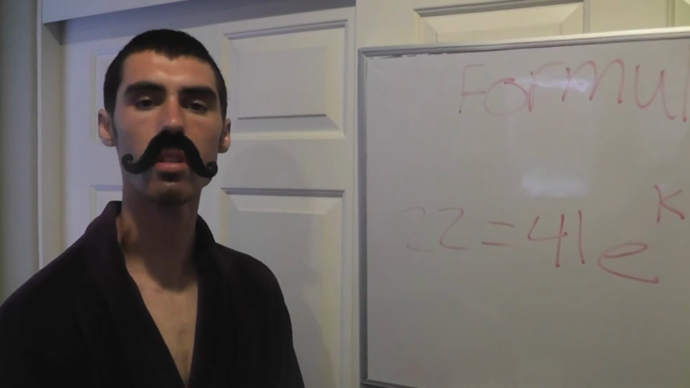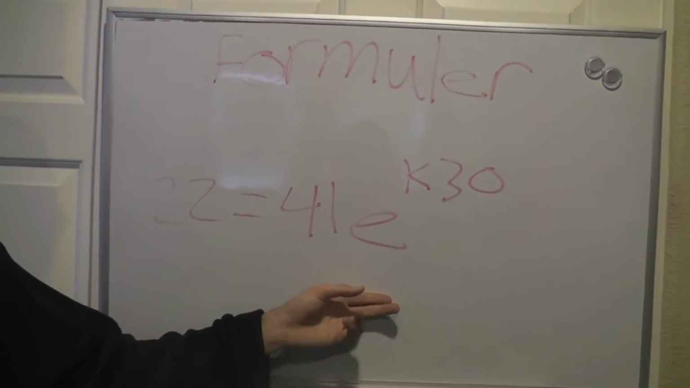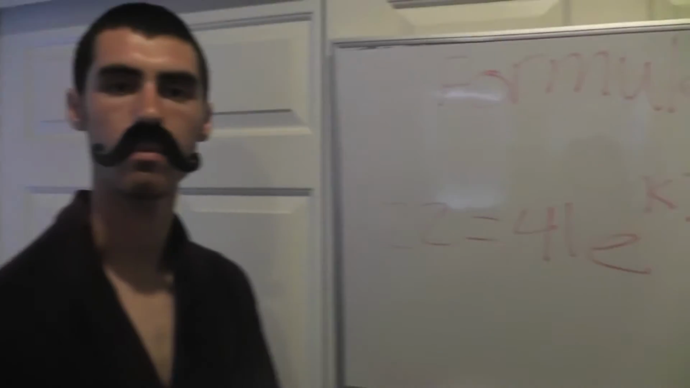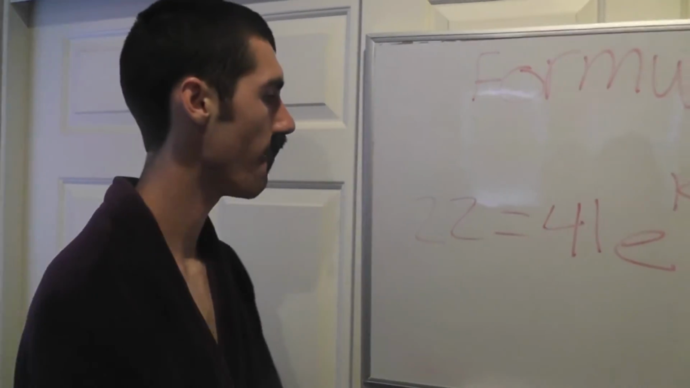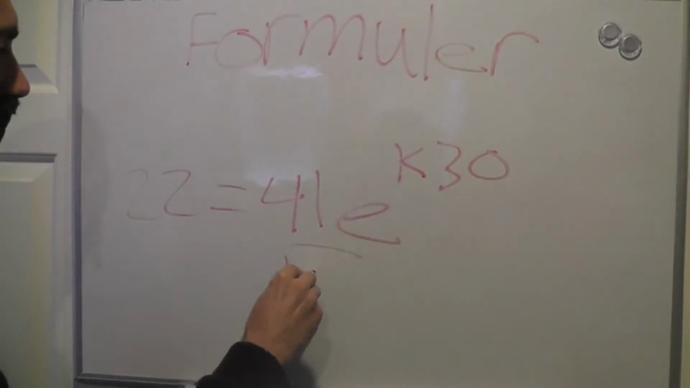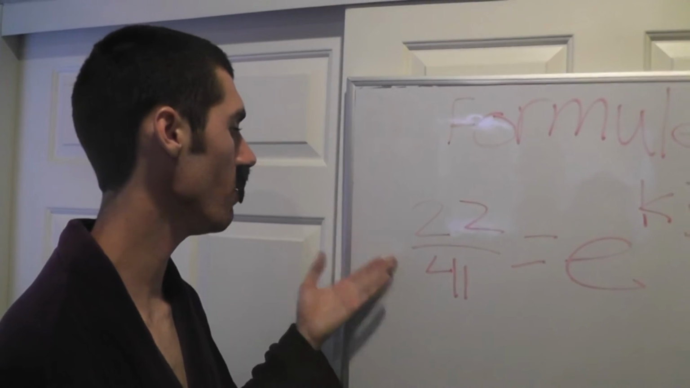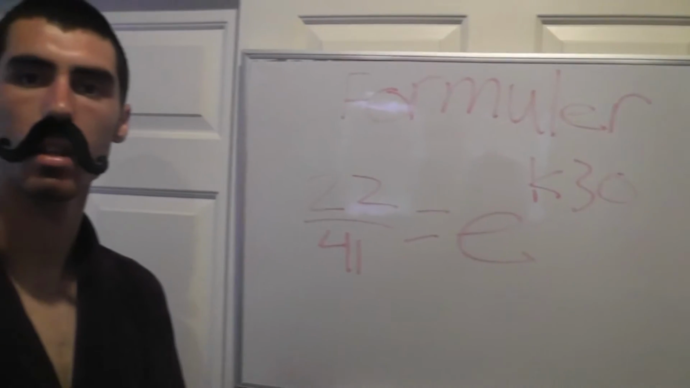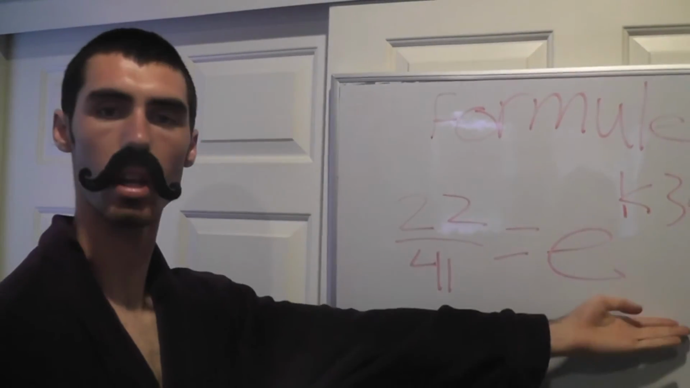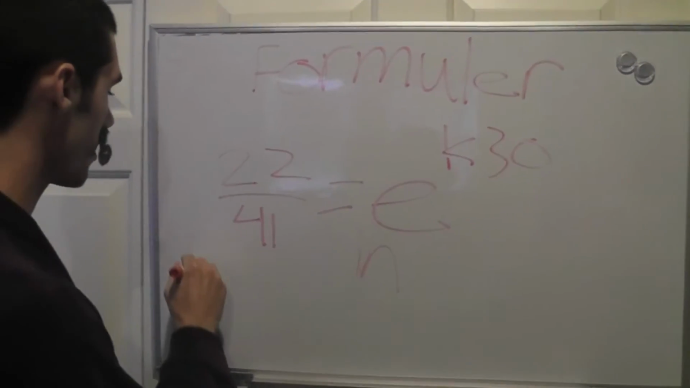So this is our equation. 22 equals 41e to the k30 power. Let's solve for k, the rate at which my tea cools down. First, we'll divide by 41 on both sides. Now, we have 22 divided by 41 equals e to the k30 power. Now to get k down to here, I must ln both sides.